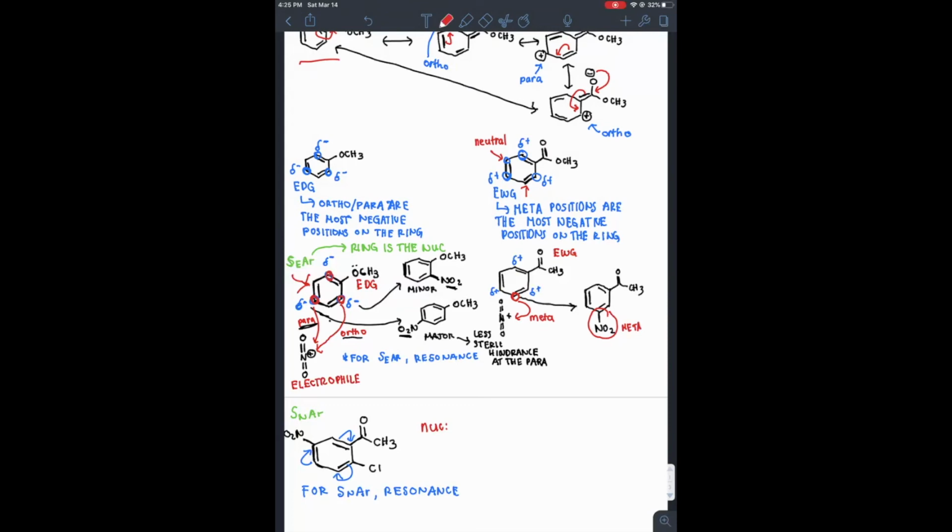And so overall, electron withdrawing groups and electron donating groups contribute resonance to this ring. And so for electrophilic aromatic substitution, resonance will determine site selectivity. This is essentially where to add on the ring.